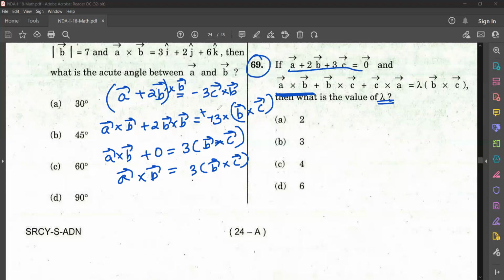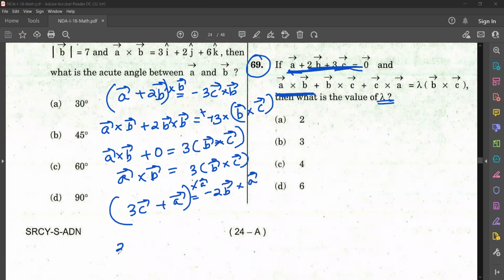Now listen, from the same question equation, we can take 3C vector plus A. That means I'm keeping this 3C and A on the same side. So 3C vector plus A is equal to minus 2B vector, isn't it? Now here what I'm going to do is multiply both sides with cross A.